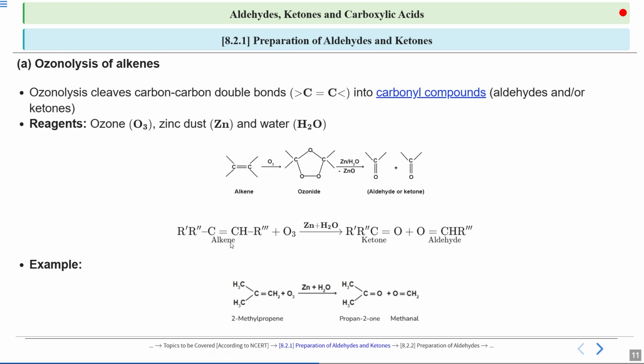And this is an aldehyde which is methanal. So this is C double bond O CH2 and this is C double bond O. One side there is methyl and other side also there is methyl. So this is propan-2-one, one ketone, and one aldehyde which is methanal. So this is ozonolysis of alkene.